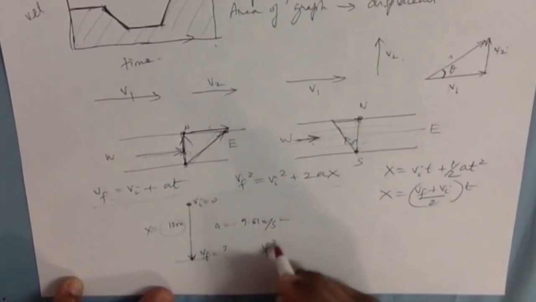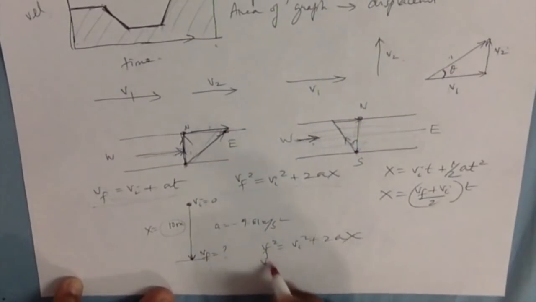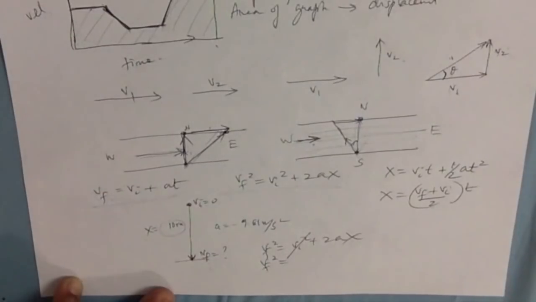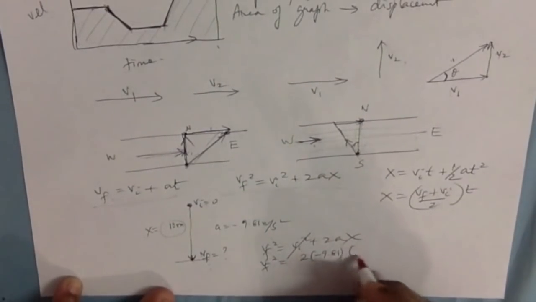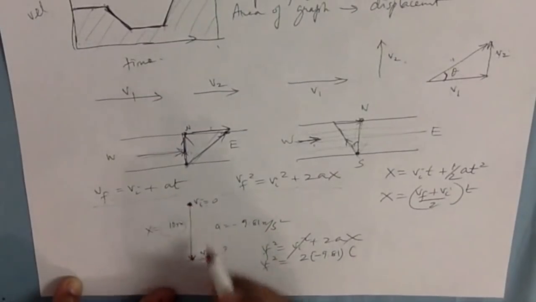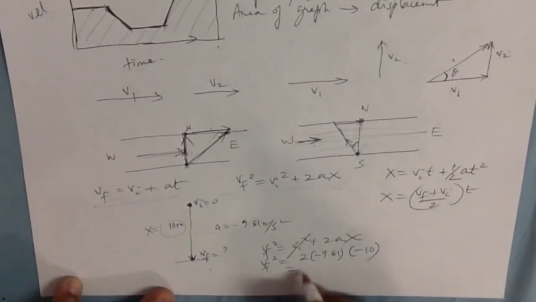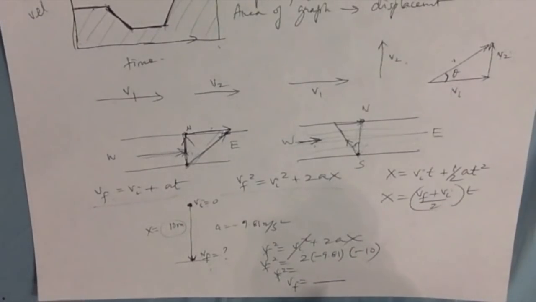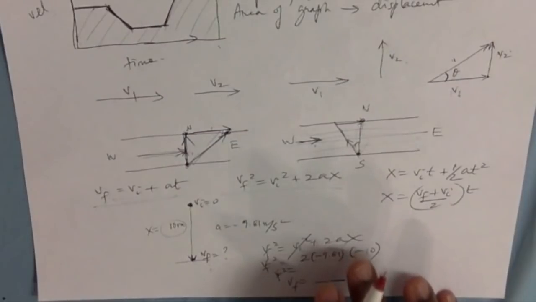So Vf square is equal to Vi square plus 2Ax. Vf square is what you want to find out. Vi square is 0 because it started from rest. And then it's 2 times negative 9.81 times displacement. From here to here, the displacement is minus 10. And then if you work this out, you get Vf square, and then Vf is equal to the square root, in meters per second. So this is how we solve for such things.